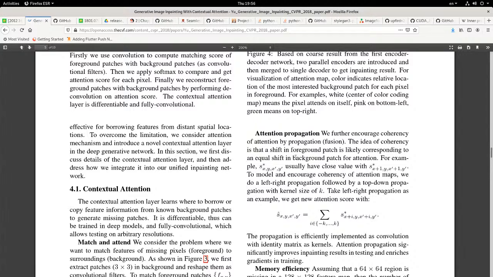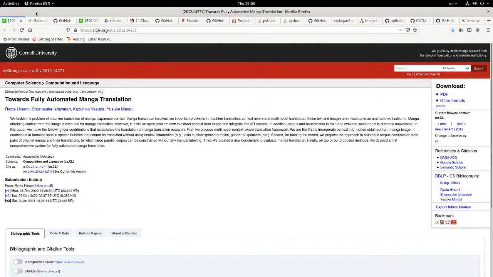Foreground. For example, S star usually have close value with... Am I not reading the right version of this paper? What is this?